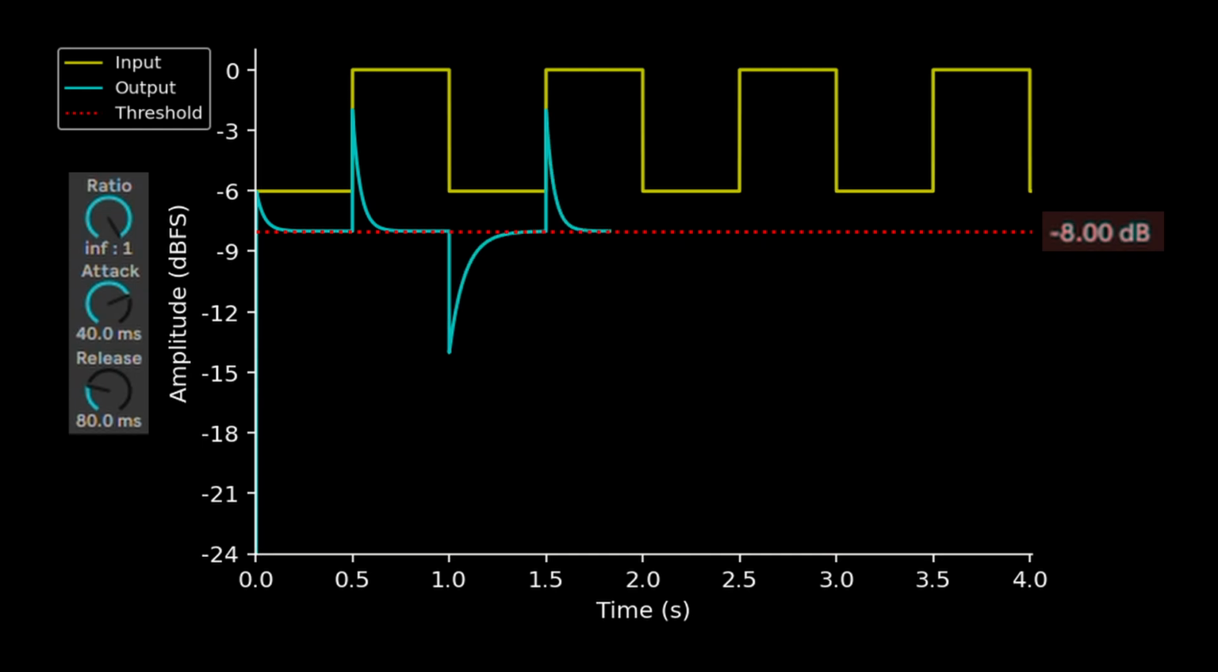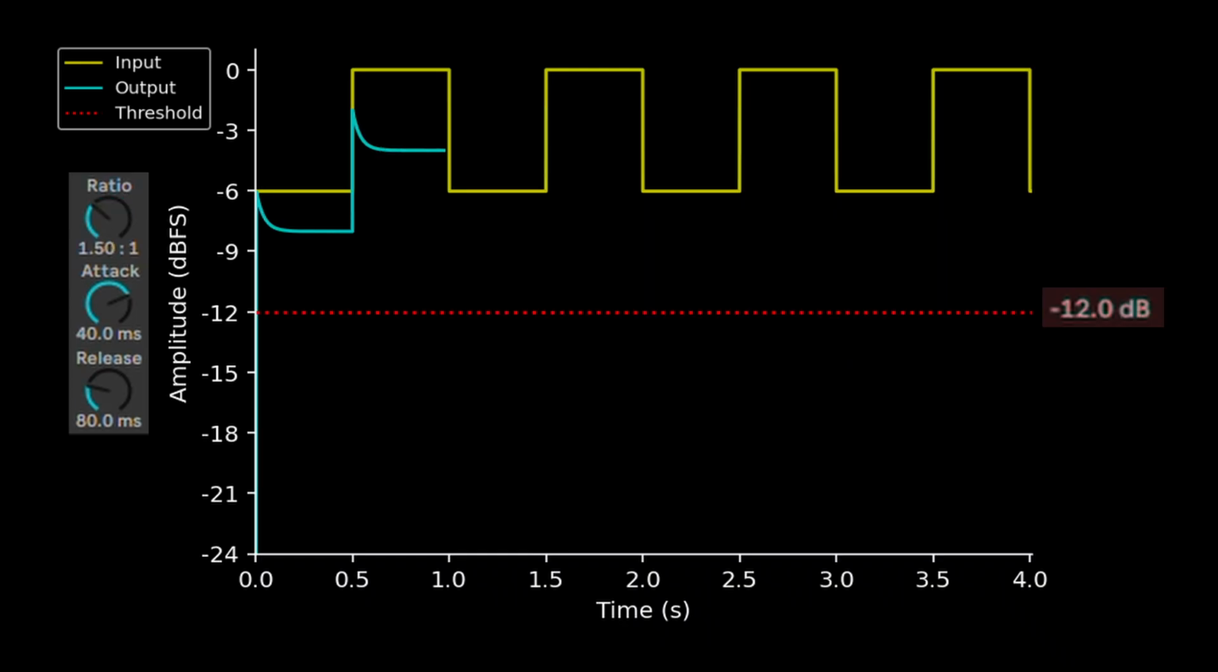Attack and release are engaged every time there is a change in the input signal. At first I thought, okay, maybe this could be because the output signal goes below the threshold. However, the same phenomenon is observed when we adjust the threshold and ratio settings so that neither the input nor output go below the threshold. This made me think, huh?